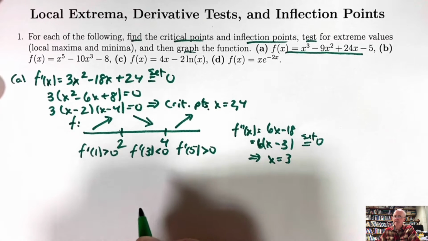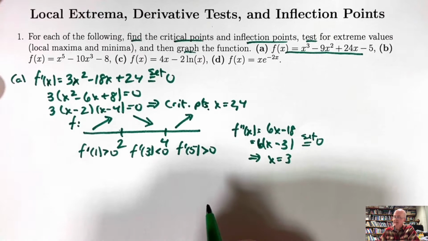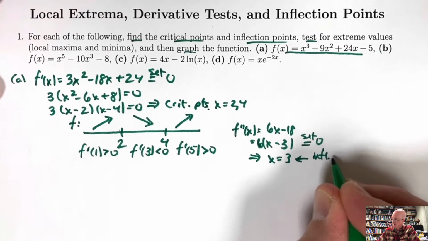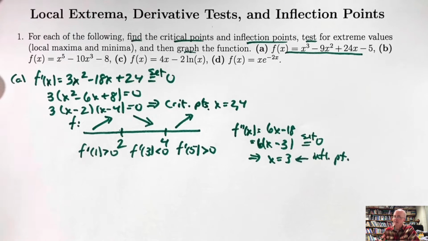When it changes concavity, either from concave down to concave up or vice versa, that's called an inflection point. This is going to be an inflection point of the original function because the second derivative changes sign. That's not the same as the second derivative test, though, for extreme points.